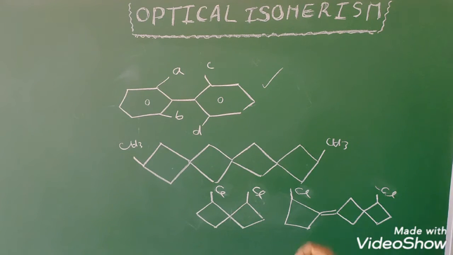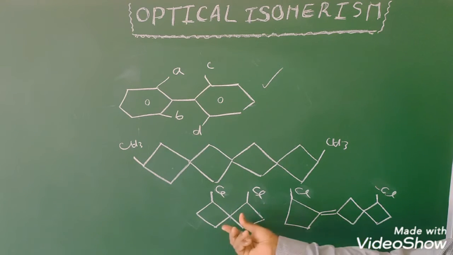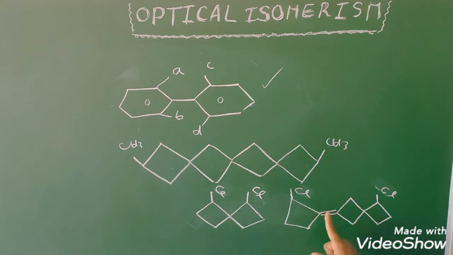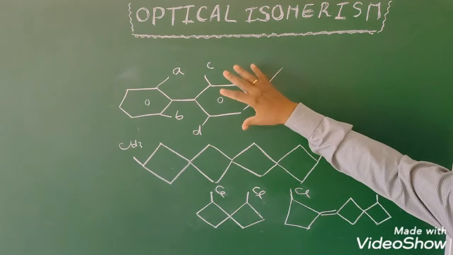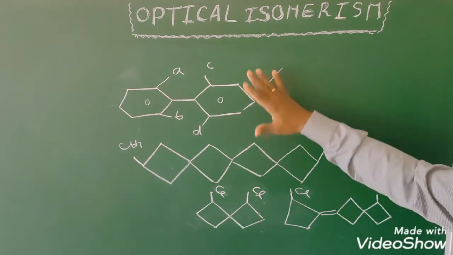In this compound, one ring is replaced by a double bond. So 1, 2, 3, 4: in place of a ring, there is a double bond. So totally 4 rings, disubstitution. So symmetry is absent. These compounds are optically active due to the absence of symmetry.